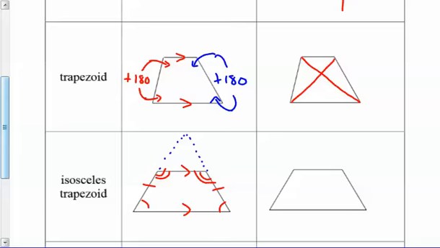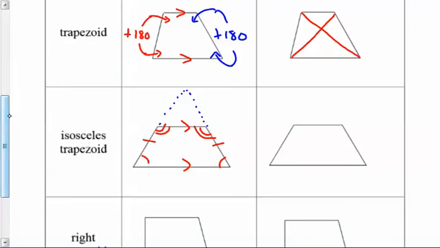But if it's an isosceles trapezoid, then the diagonals will be congruent to each other. But they will not bisect. As you can see, the top portion of this is equal to the bottom portion, and the top portion is equal to the bottom portion over here. But they're not congruent to each other. This is congruent to here, and this is congruent to here. So when you put them together, you get the same length.